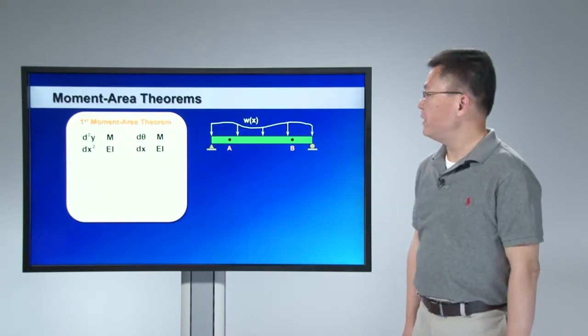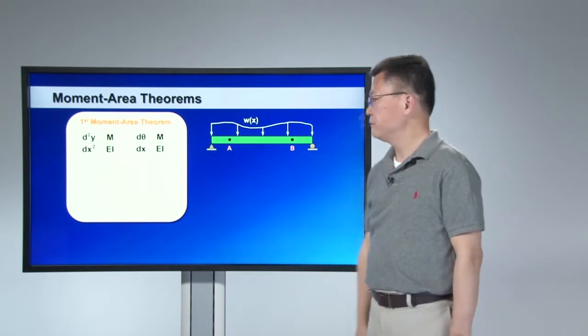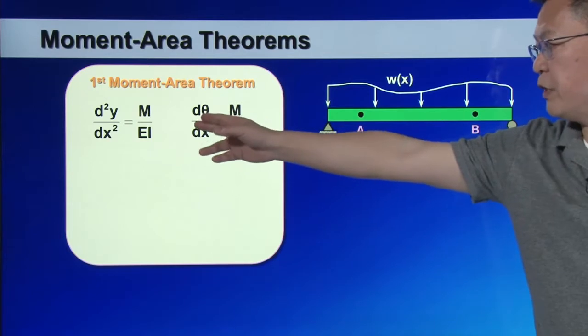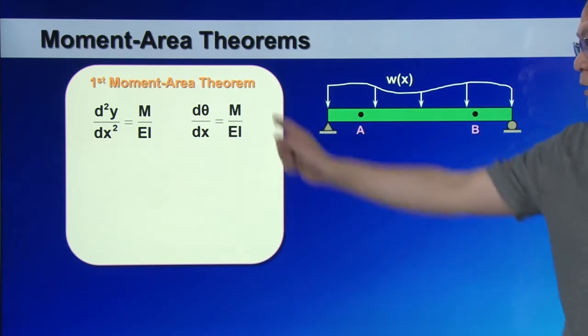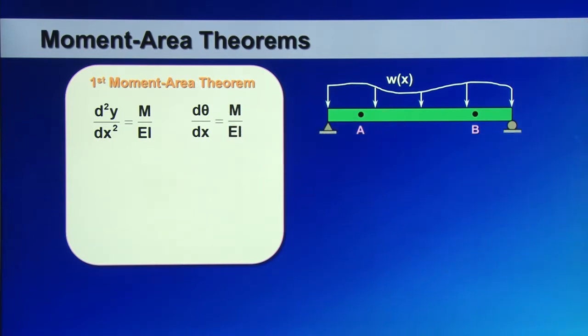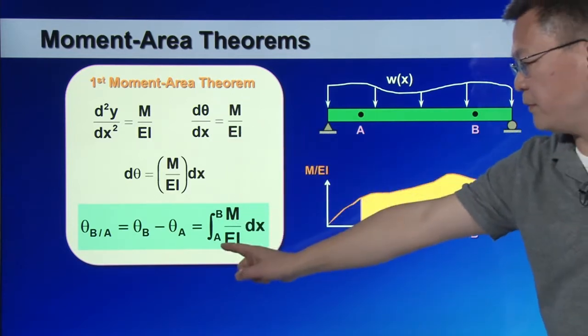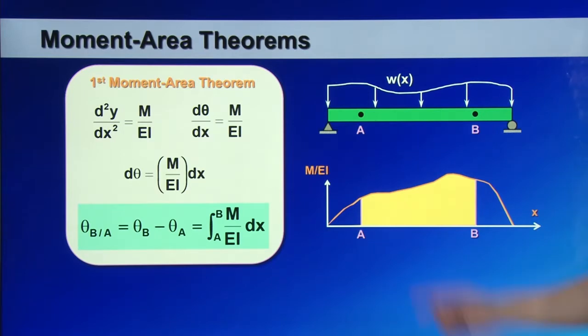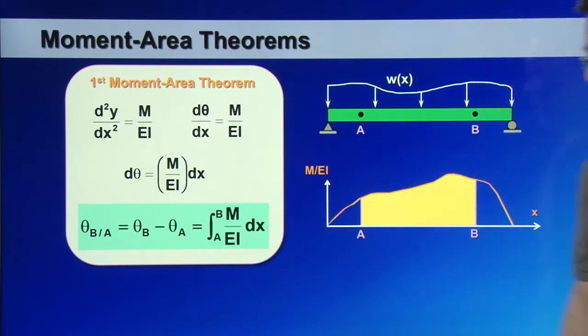Let's move on to moment area methods. There are two moment area methods, and here is the first one. So we follow moment curvature equations and use dy over dx equal to theta, and it reduces to this equation. So if we move dx to the other side and then perform integrations, considering two points A and B, then the equation tells you that theta B minus theta A equals the integration from A to B of M over EI dx.